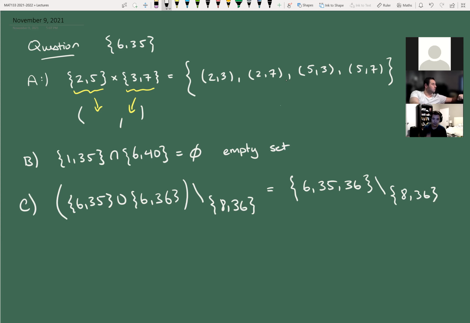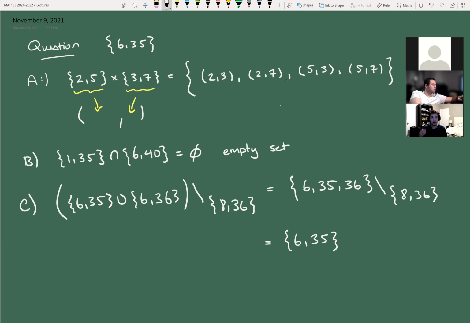Now when I take 6, 35, 36, and I say, get rid of the 8 and the 36, what am I left over with? 635, exactly. And so this is the right answer.